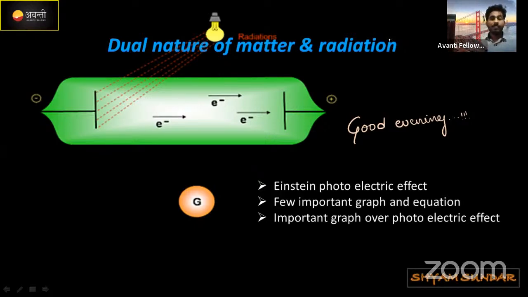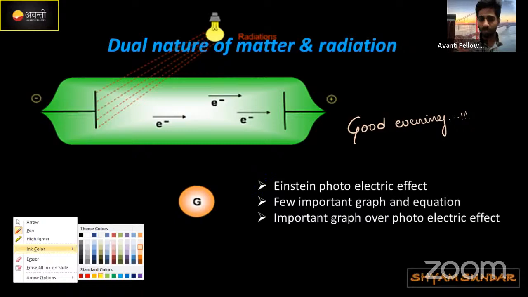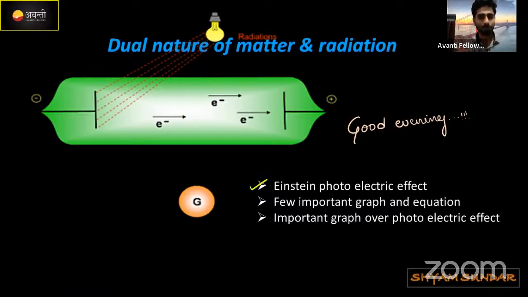Actually, we are talking about the photoelectric effect and the dual nature of matter in this chapter. Yesterday we talked about the Einstein photoelectric effect. Einstein photoelectric effect क्या होता है? According to Einstein, what is the meaning of light? How does the electron start to eject from the metal surface? Today onwards, we are going to talk about a few more equations which are required to solve the numerical problems, and a few more important graphs which come under those equations.